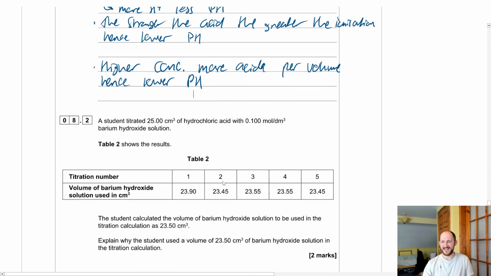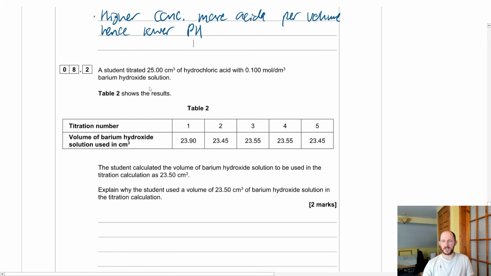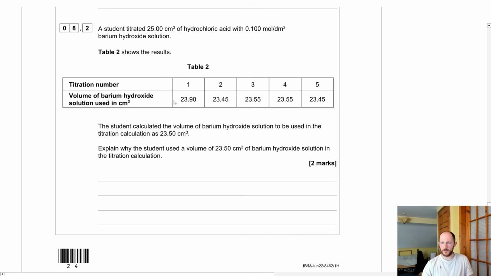Anyways, a student titrated 25 cubic centimeters of hydrochloric acid with 0.1 moles per decimeter cubed barium hydroxide solution. How cool does that sound? The student calculated the volume of barium hydroxide to be used in the real titration calculation to be 23.5. But how? Simple.